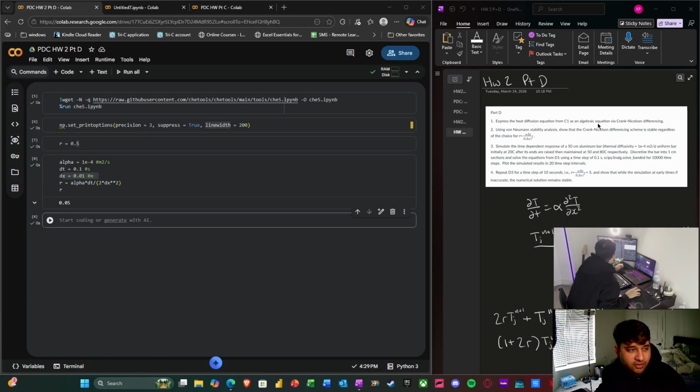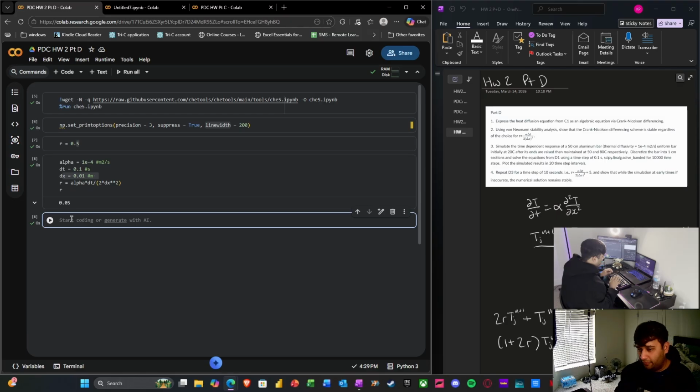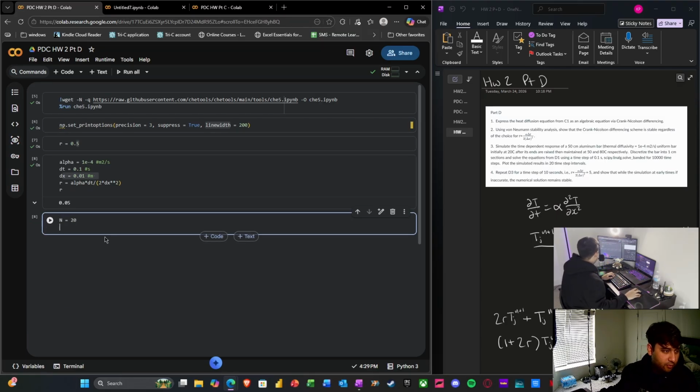So now we're on the Colab section of this. What we're going to be doing is simulating the time-dependent response of a 50 centimeter aluminum bar, and we're going to be simulating the results in about 20 time step intervals. So in Colab, I've already got our library set up, our print options, our R value, and the R value equation that we have here, and we use the values given in the problem statement to find that R equals 0.05. So to start, I'm going to state n equals 20 for our time intervals.